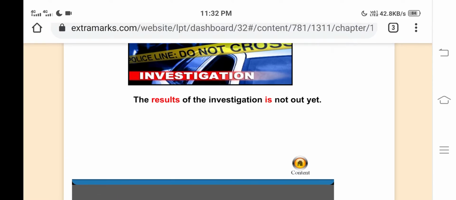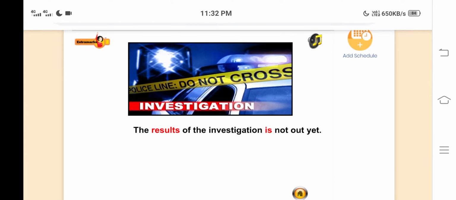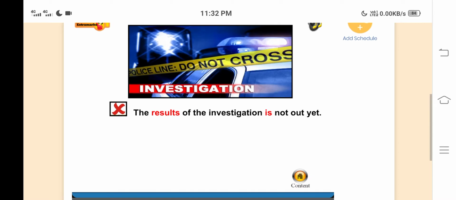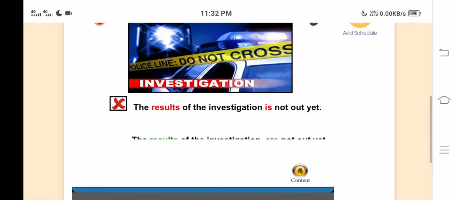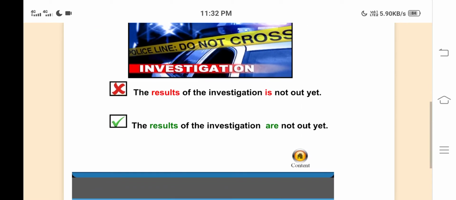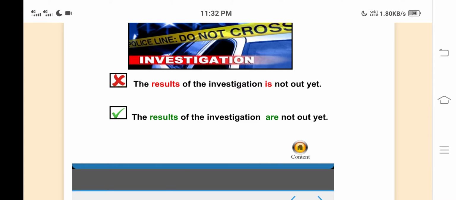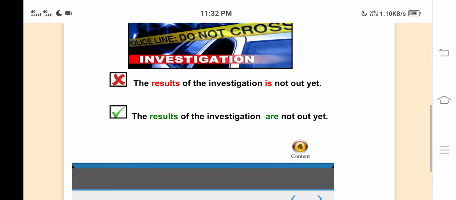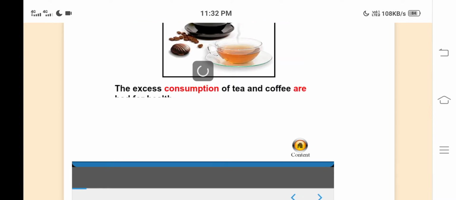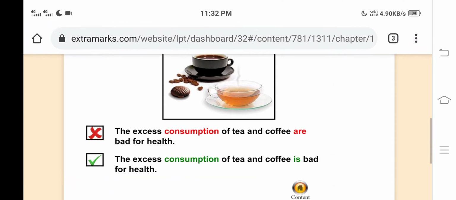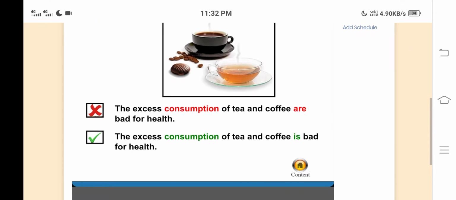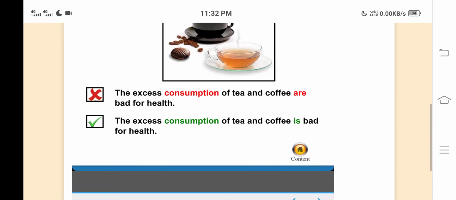The sentence, the results of the investigation is not out yet, is incorrect because the results is plural. Therefore, the correct sentence is: The results of the investigation are not out yet. The excess consumption of tea and coffee are bad for health is incorrect. The correct sentence is: The excess consumption of tea and coffee is bad for health.